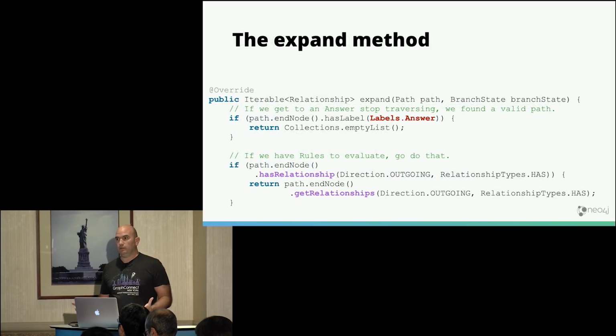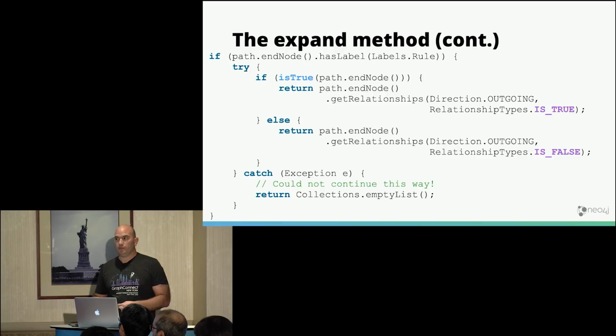Well, I need to expand, right? So the expand says, if you get to an answer node, stop. Return nothing. Don't go anywhere. You figured it out. You found the answer. Stop working. But if I haven't found an answer, then I look at the end node, my current node in the path, and I say, hey, if I have any has relationships, then continue on those. Otherwise, stop.